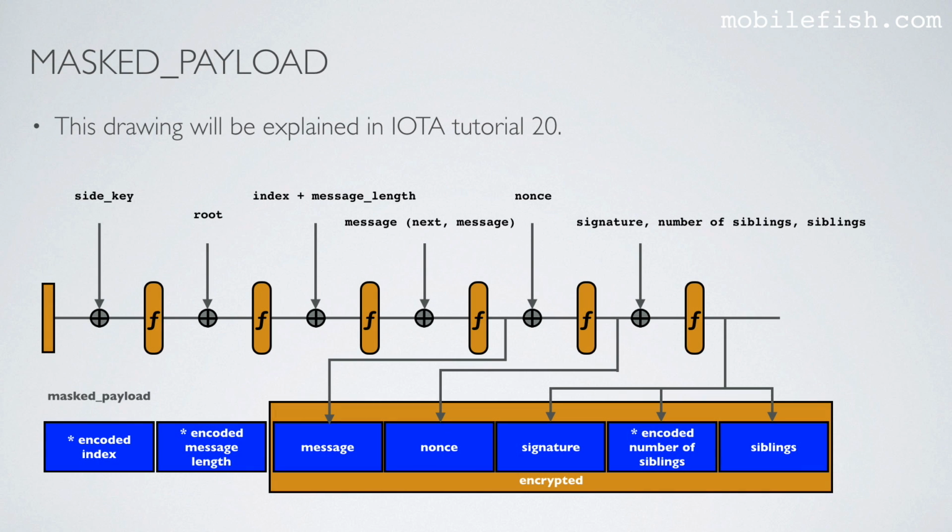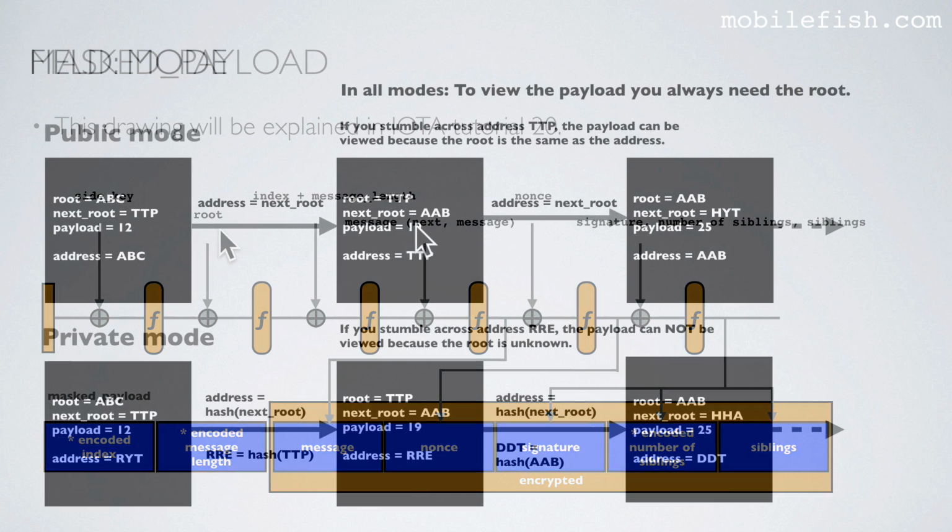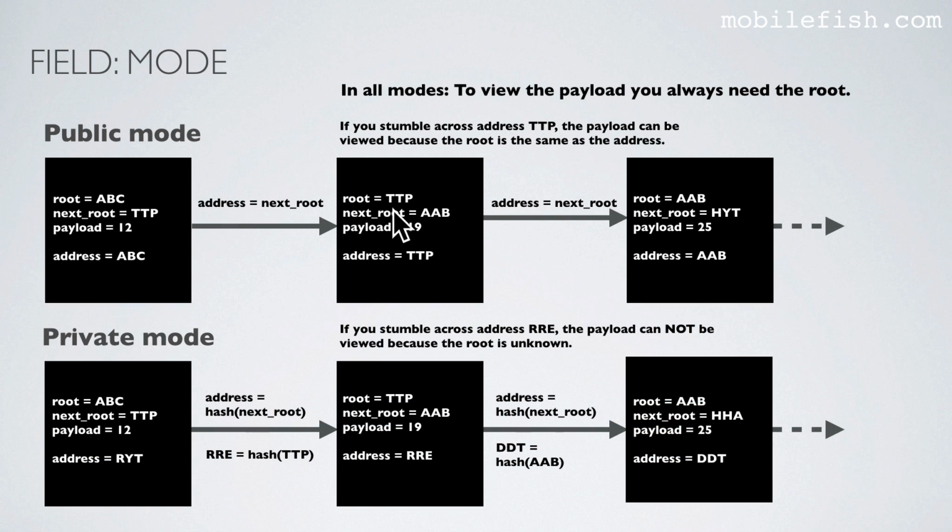I have included this slide to give you a better understanding of why the root is needed to fill the payload. This is a sponge construction. We already know that the side key is used to encrypt the message. But the root is also used to encrypt the message, as indicated here. This drawing will be explained in detail in IOTA tutorial 20. To fill this payload, you need the root. To fill this payload, you need the root. If you stumble across address TTP, the payload can be filled because the root is the same as the address.